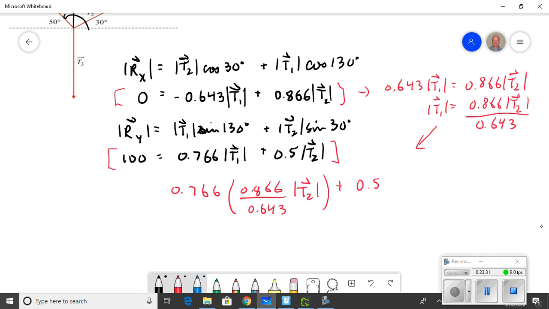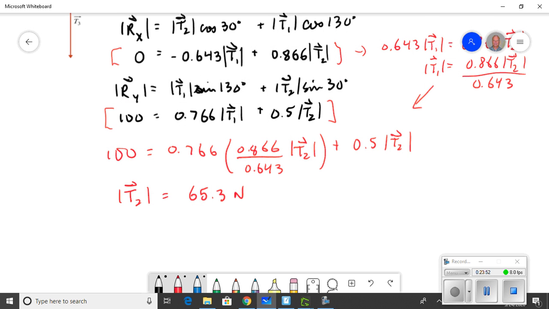I've got 0.5 T2, and this equals 100. I could work this all out, and again, all I'm doing is solving a system of equations. I get T2 to be 65.3 newtons. Then I back substitute this answer into this expression here, and I can then get T1 equals 88 newtons. Again, those are very, very close to my answers from above.